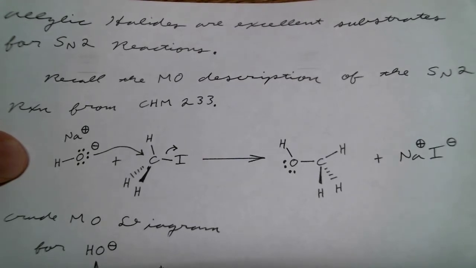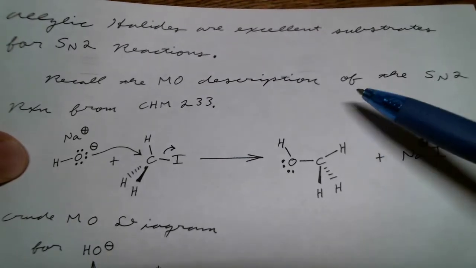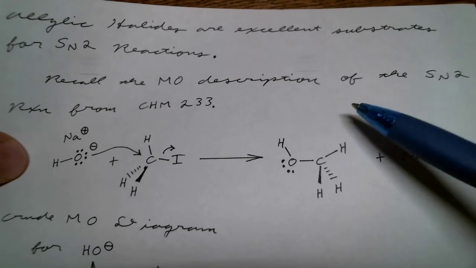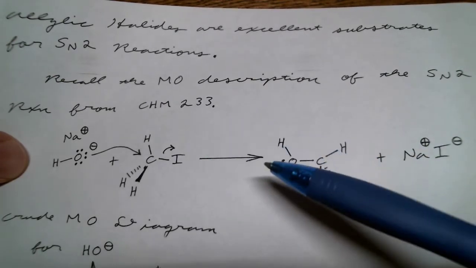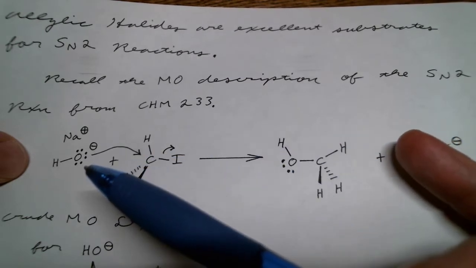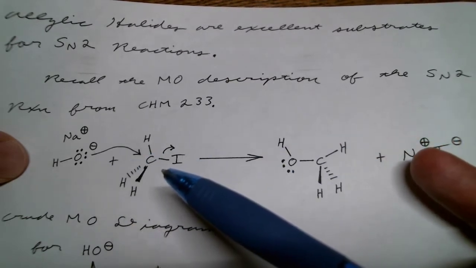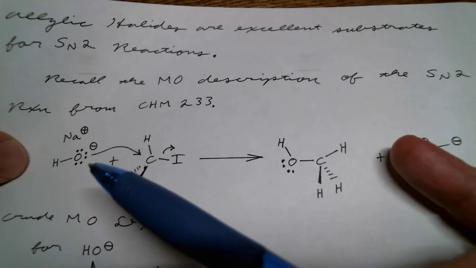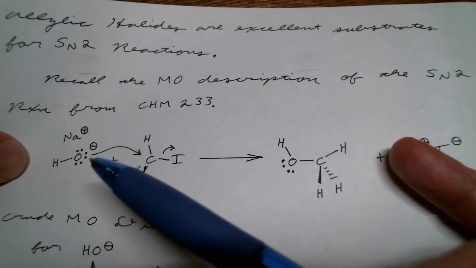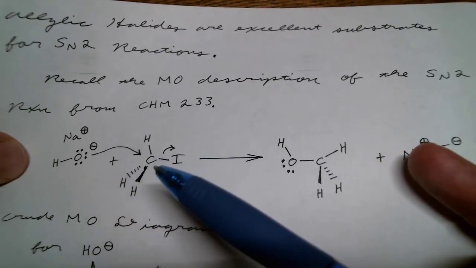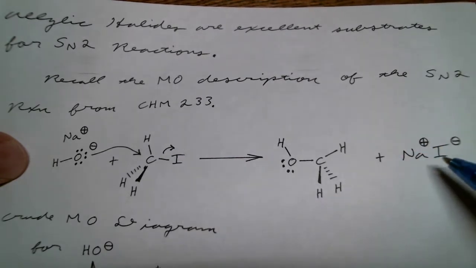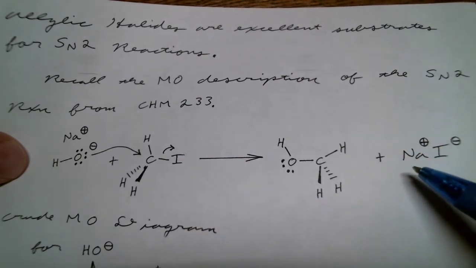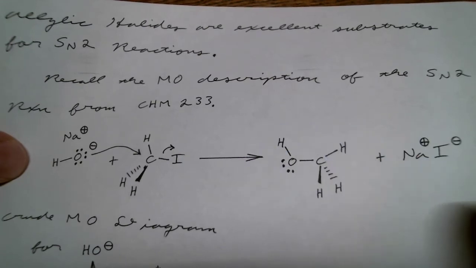Allylic halides are excellent substrates for SN2 reactions. So recall the molecular orbital description of the SN2 reaction from first semester organic chemistry, CHM233. Here we have sodium hydroxide attacking methyl iodide. We've got our nucleophile, our hydroxide, taking a lone pair of electrons, using it to form a bond to carbon, kicking out an iodide anion, which gets together with the sodium cation, and we form methanol, right?